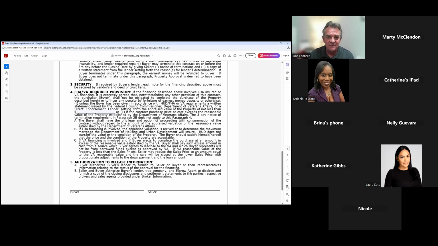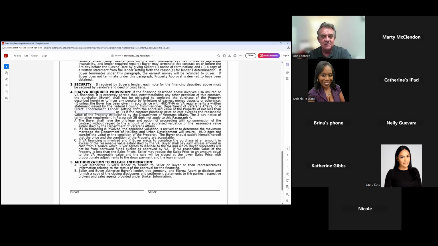You can give the conventional buyer the same amount of protection. You just have to do it on a different document. The only reason it's here is because the federal government requires it. So it's here for FHA and VA because the federal government requires it. But for a conventional buyer, we have to include the other addendum, giving that buyer the same thing.